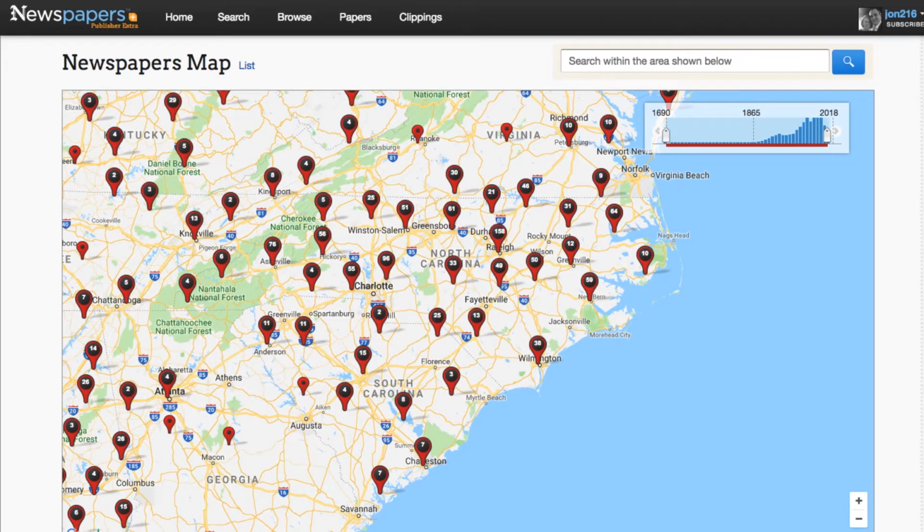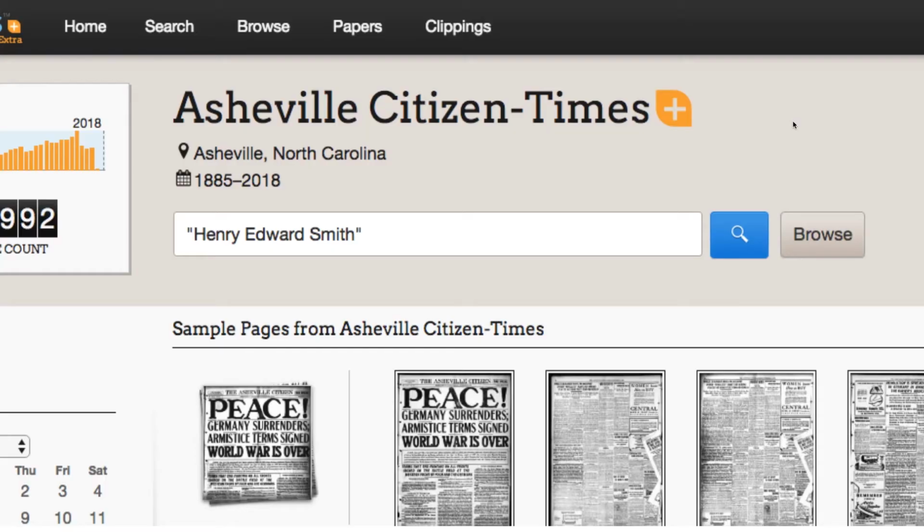Here is a look at all of the newspapers in the North Carolina region that newspapers.com has in their archives. The Asheville Citizen-Times has been the most popular newspaper in Asheville, North Carolina since 1885. Since Uncle Ed lived really near Asheville, odds are his obituaries can be located in this newspaper. I did a search for Henry Edward Smith to see what I could find.